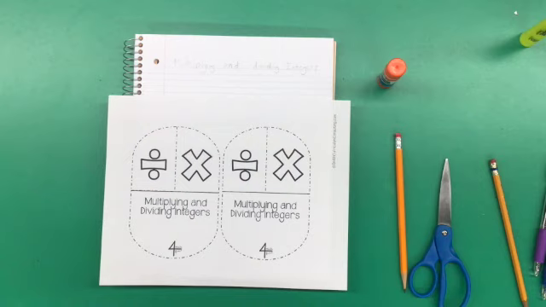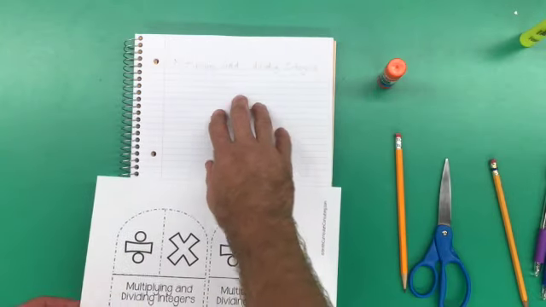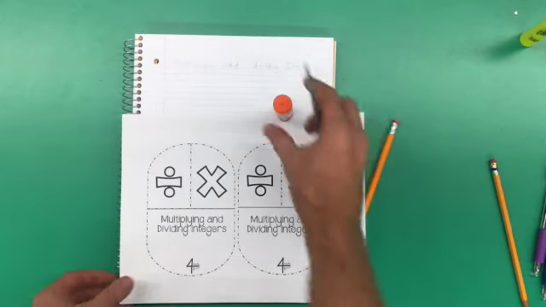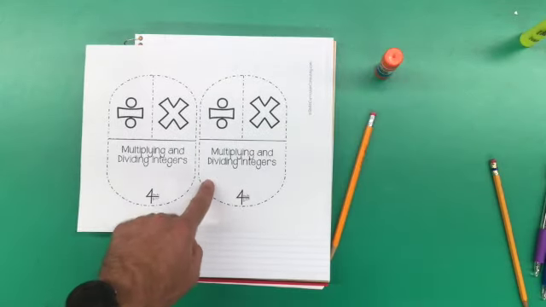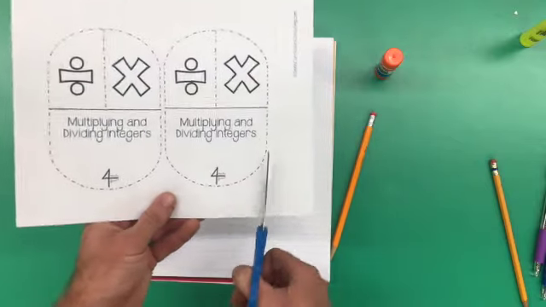For today's installation, we're going to be doing multiplying and dividing integers. So you're going to need just this sheet of paper. You're going to need your notebook, title it Multiplying and Dividing Integers, glue, scissors, pencil, and as always, let's start by cutting out the dotted lines. You're only going to need one of these. I know I gave you two, but you're only going to need one.